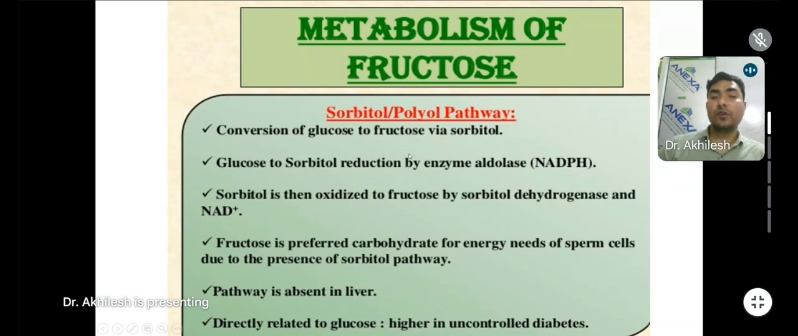So conversion of glucose to fructose happens via the sorbitol pathway. It is not necessary that you eat fructose, but your body, specifically sperm cells, can convert glucose through the pathway. So glucose to sorbitol reduction by an enzyme, and this is how specialized cells also generate energy.